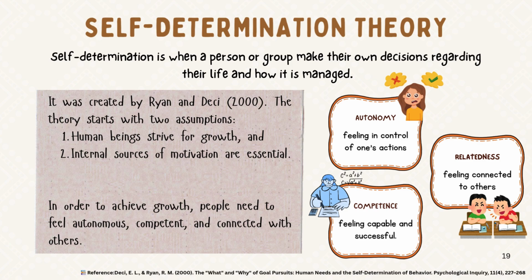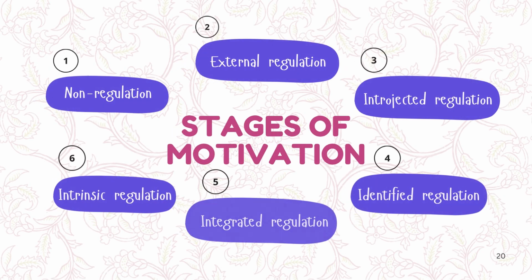Now, let us explore the stages of motivation in SDT, also known as the regulation continuum. There are 6 types, ranging from no motivation to full intrinsic motivation. The first one, non-regulation, then external regulation, introjected regulation, identified regulation, integrated regulation, and the last one, intrinsic regulation. Let's go through each one with student-centered examples to better understand them.